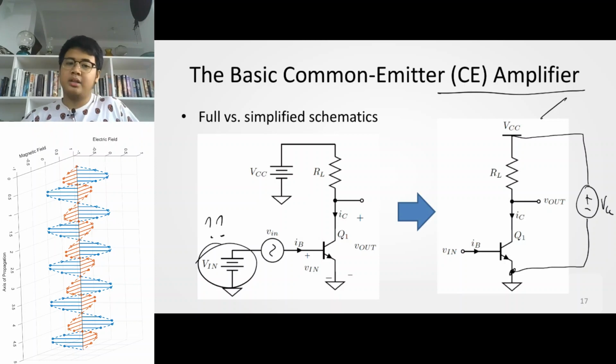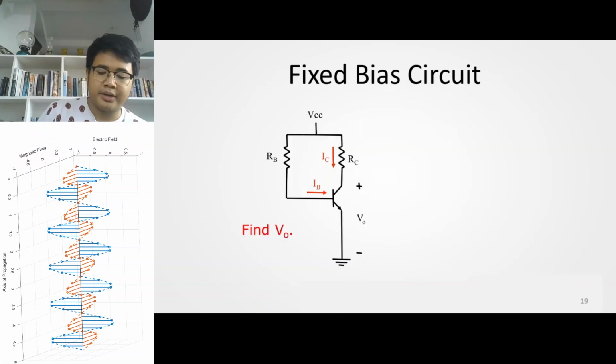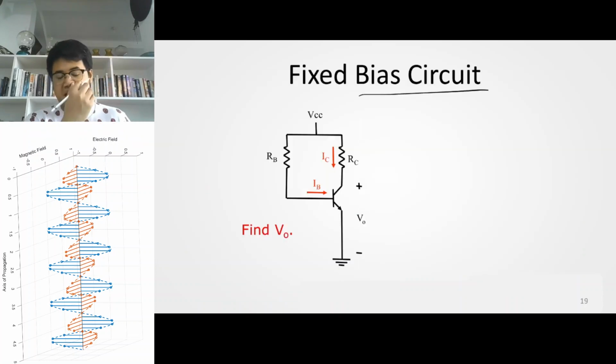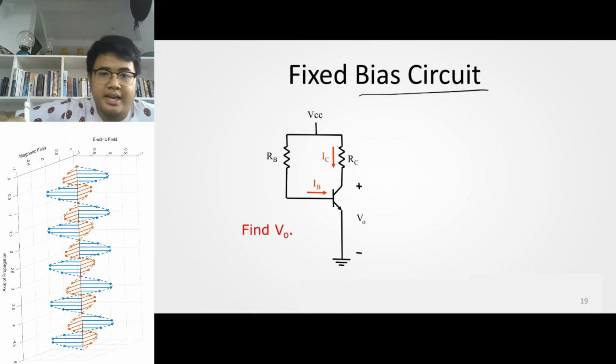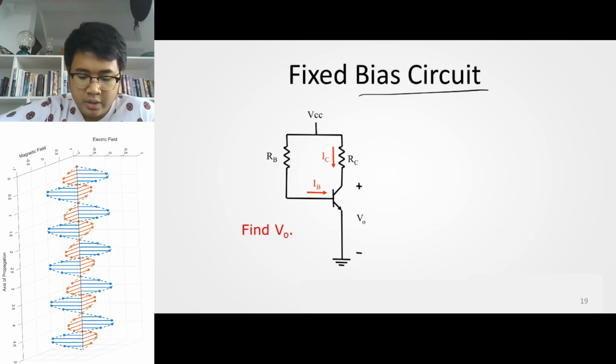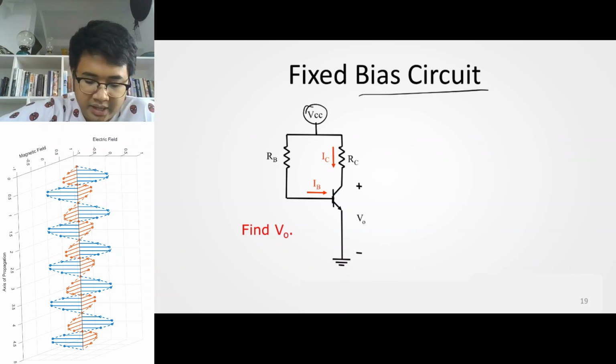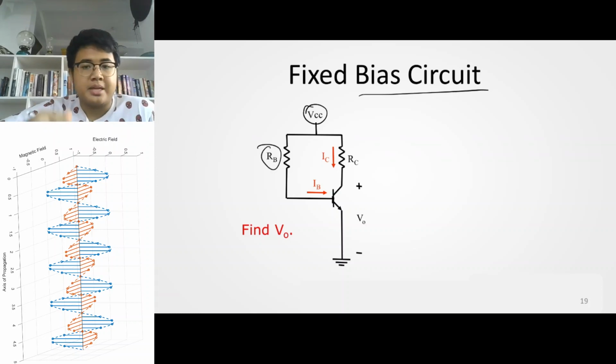Ideally, we want a single battery powering all of them up. How do we do that? That's where your bias circuit comes in. An example of a bias circuit is a fixed bias circuit where you directly connect the VCC to the base via a resistor RB.